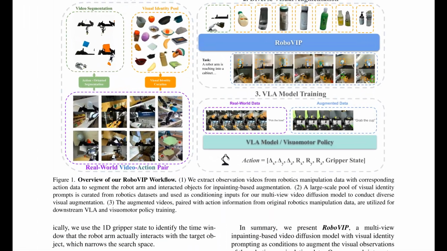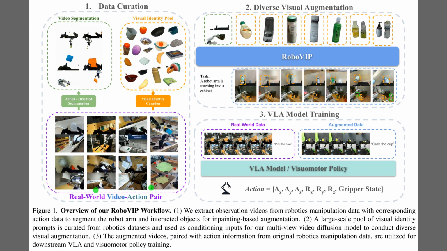Alright, Figure 1 illustrates the complete three-stage workflow. On the left, the data curation phase segments the robot and objects from real videos, while simultaneously collecting a visual identity pool of diverse items to serve as prompts. In the top right, the RoboVIP model uses these inputs. It takes a specific visual prompt, like a bottle image, and generates a synthetic video where that new object is realistically inserted into the scene. Finally, the bottom right shows how this augmented data combines with real demonstrations to train the vision language action policy.